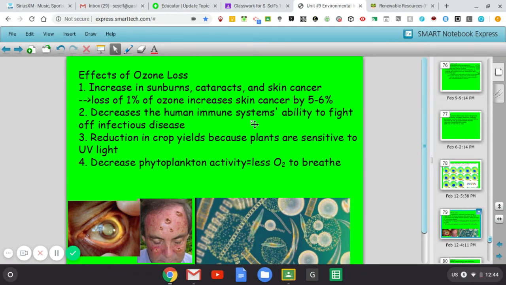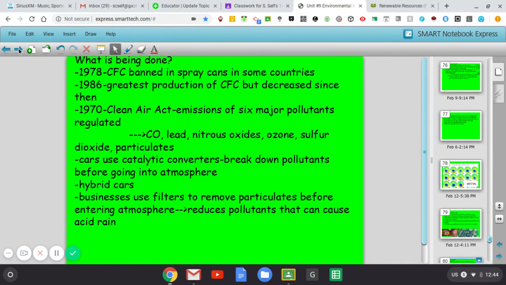It decreases our ability to fight off infectious disease, reduces crop yield, and then also, remember we talked about plankton in the ocean? Plankton are going to give off oxygen for us to breathe. So if it's going to decrease plankton activity, then that's going to decrease the amount of oxygen that we have available for us to use.